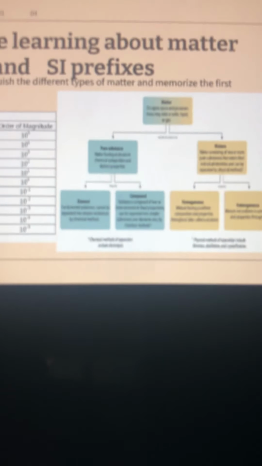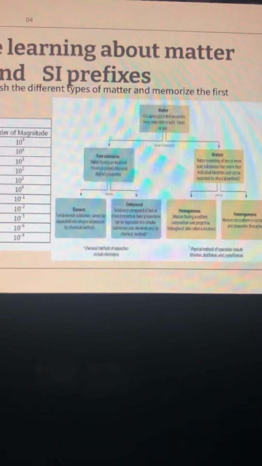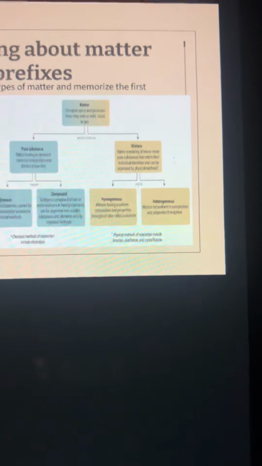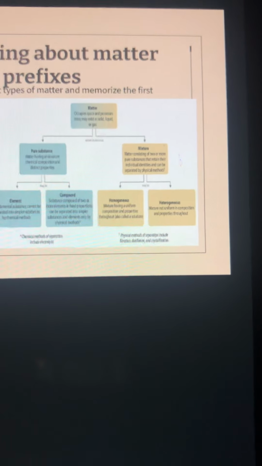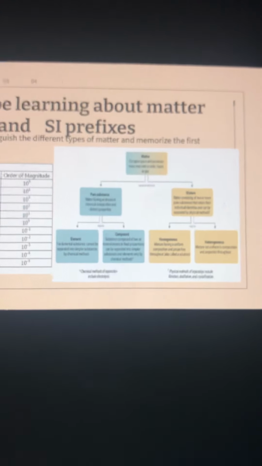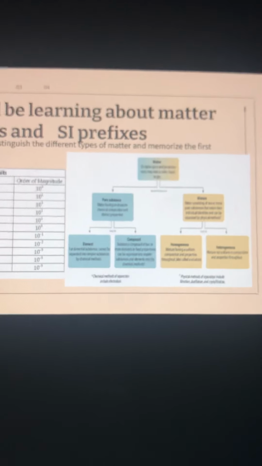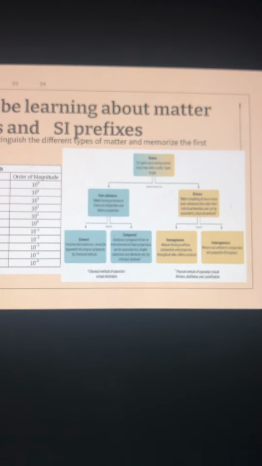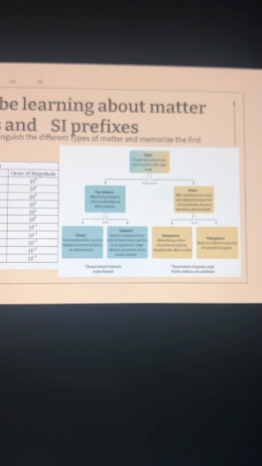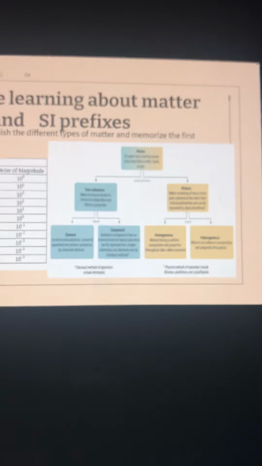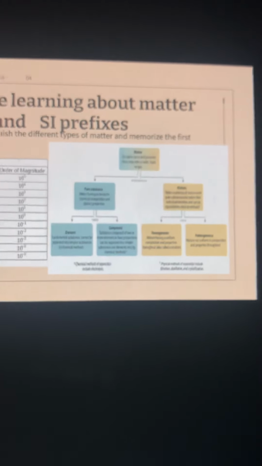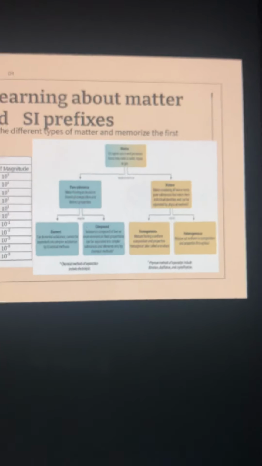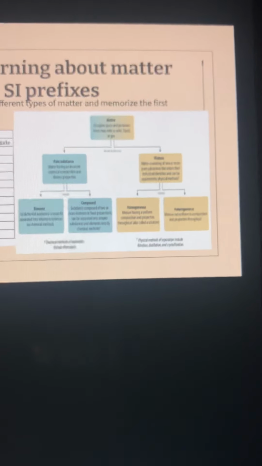So pure substances have under them elements and compounds, but under mixtures are homogeneous and heterogeneous mixtures. Now, elements can be described as a pure substance consisting only of atoms that have all the same numbers of protons in their nuclei. So it's identical, nothing's different. Whereas a compound is something that's made of 2 different things.